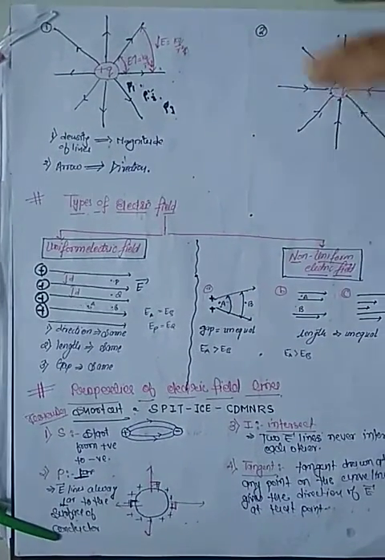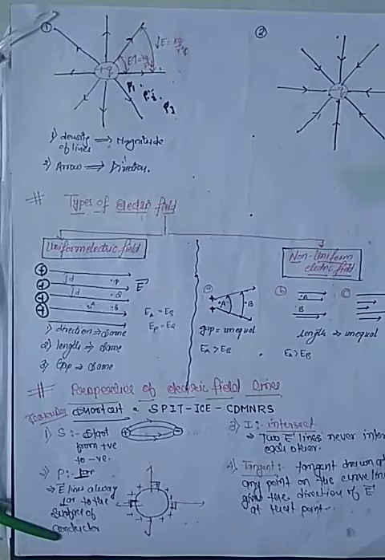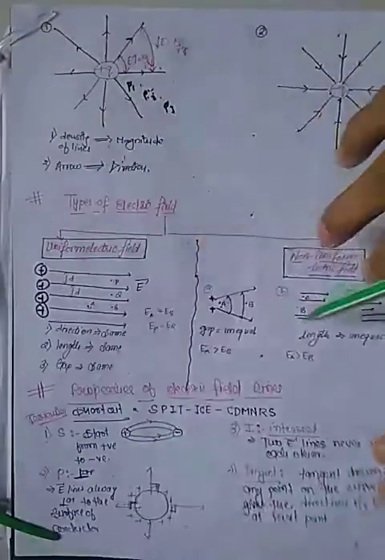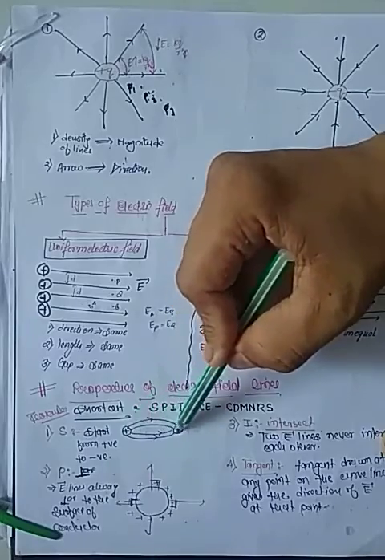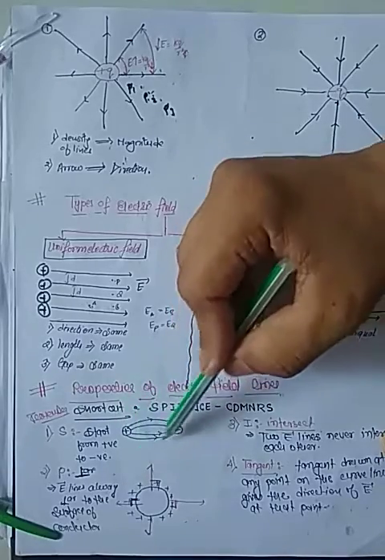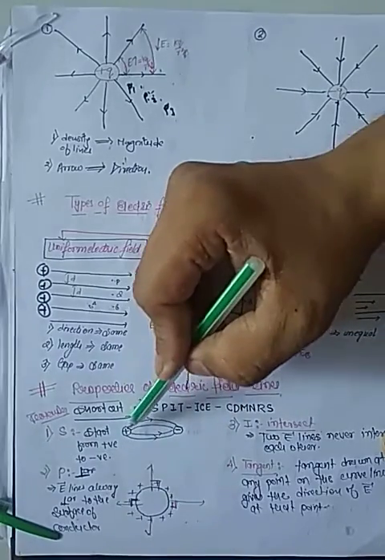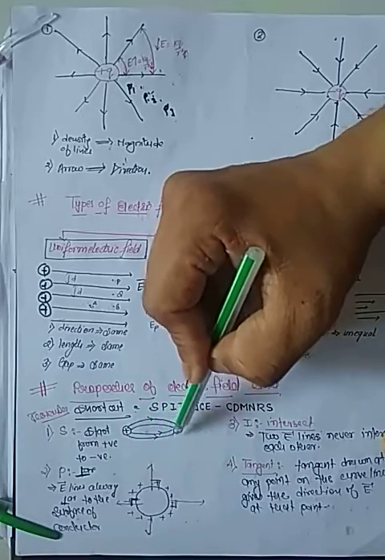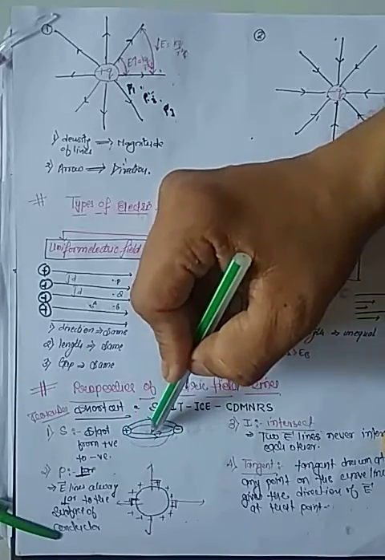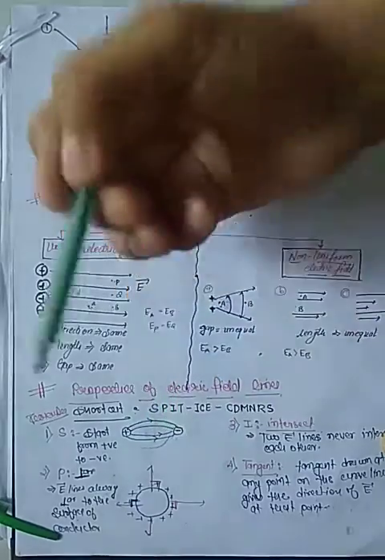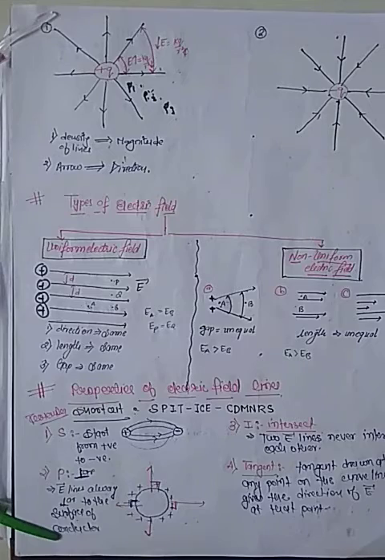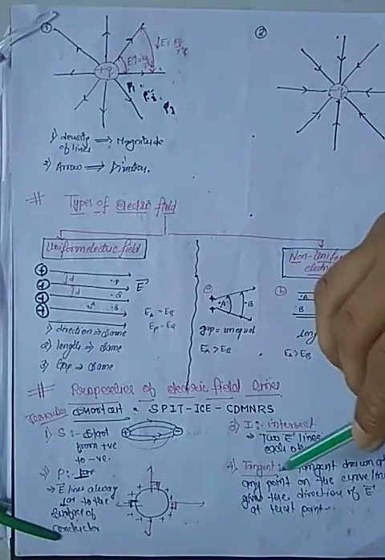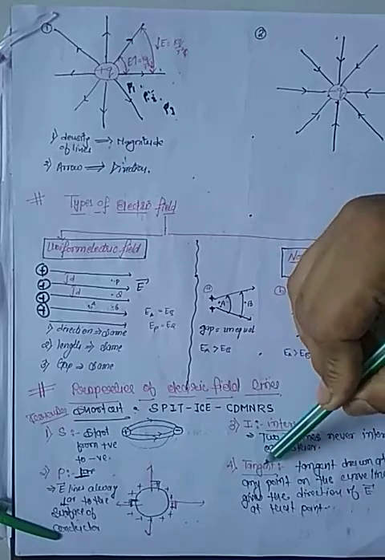Now the third one, I, is for intersect. Students, suppose we have one positive charge and one negative charge. Numbers of field lines go from positive to negative, the first, the second, the third, but none of them intersect with each other. It is the same as with magnetic fields: two magnetic field lines will never intersect. Similarly, two electric field lines never intersect. Very important.